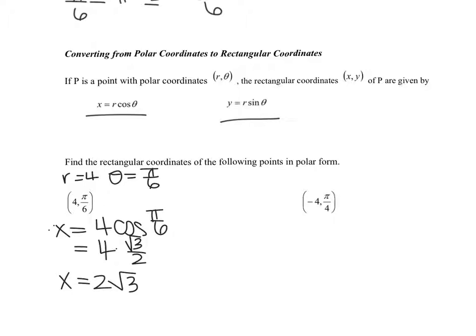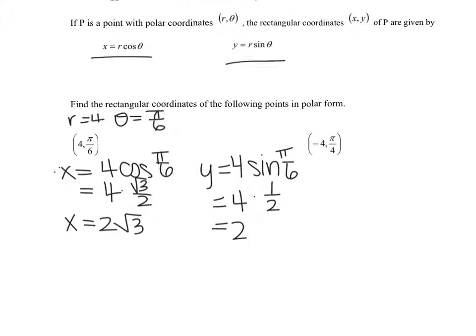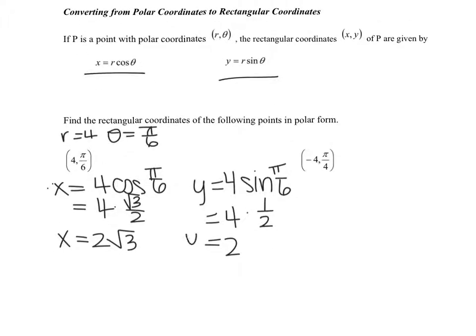We're going to do this the same way with y, except we're going to do 4 times sine of pi over 6. And using the unit circle, sine of pi over 6 is 1/2, and 4 times 1/2 is 2. So we get y equals 2. Which means our rectangular coordinate is (2 radical 3, 2).